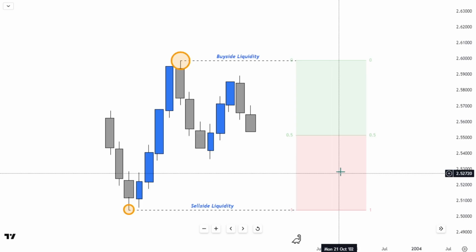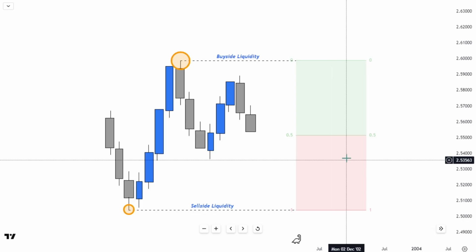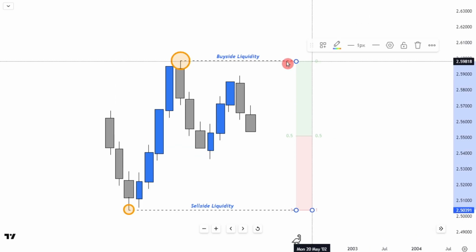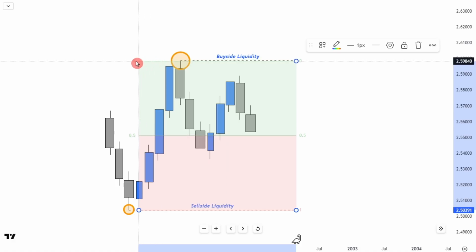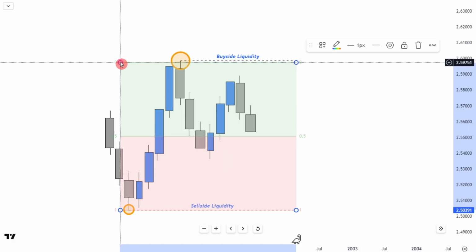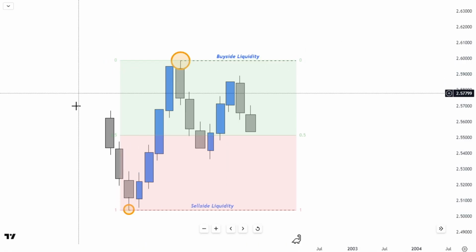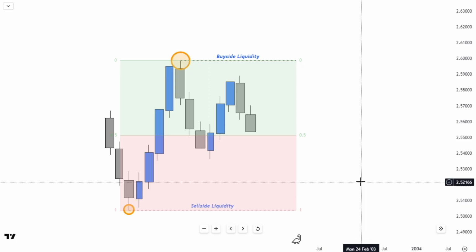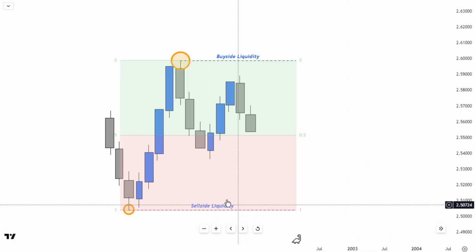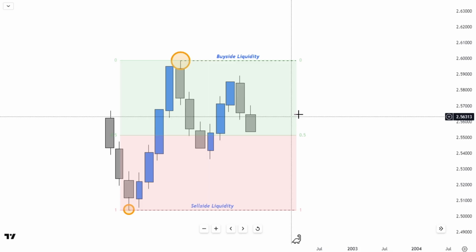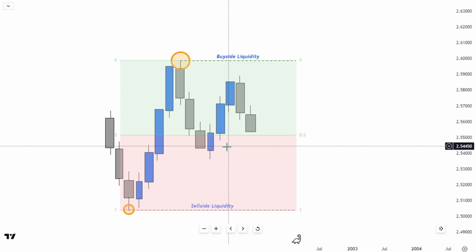To make it easier to visualize, I like to extend the range horizontally so we can clearly see how price behaves within those zones. But here's something important most beginners overlook. The market isn't operating in just one range. There are multiple ranges nested inside one another.